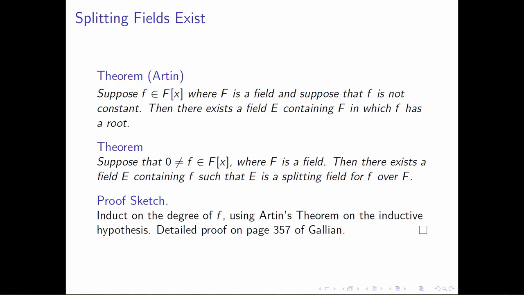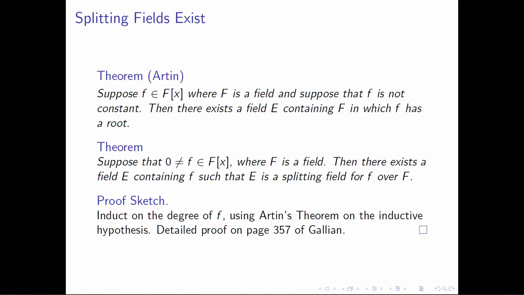Once you have Artin's theorem, the proof of this theorem that splitting fields exist is actually quite easy, and it's just a straightforward inductive argument. So again, I'm not going to prove it. It's a follow your nose proof. And I don't feel too much guilt because this proof is on page 357 of Gallian. But really what happens is you induct on the degree of f. So if f has degree 1, then F is its own splitting field. The polynomial is already linear, and so you don't really have anything to prove.